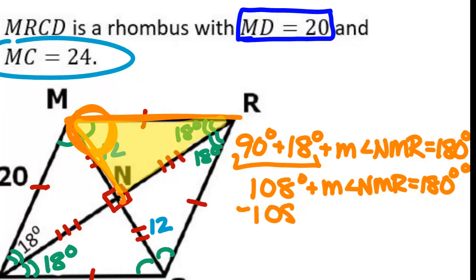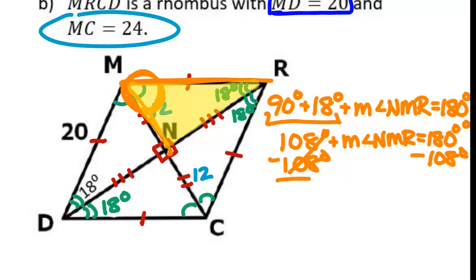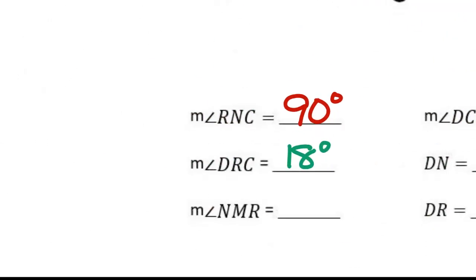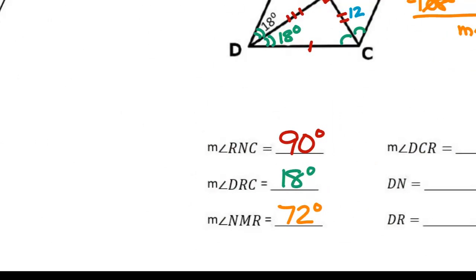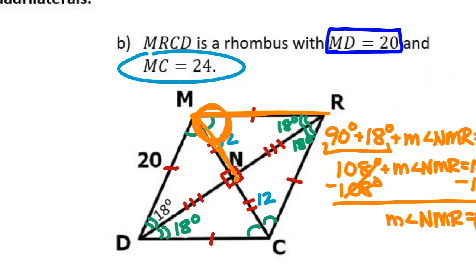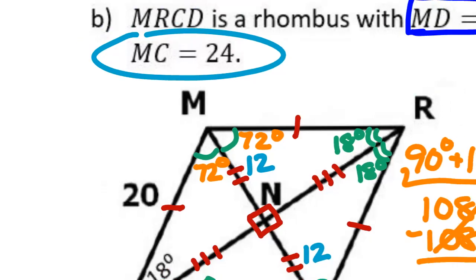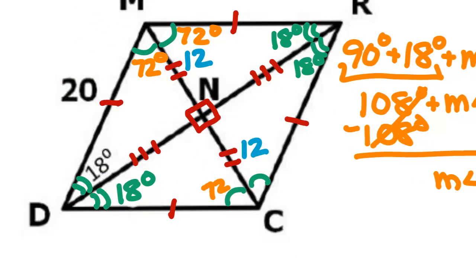So I subtract 108 degrees from each side. And that means the measurement of angle NMR is 72 degrees. So I'm going to go ahead and add that to my picture now too. This angle here is 72 degrees, so that means on the other side that is also 72. And down at the bottom of the rhombus, both of those angles down there are 72 degrees.